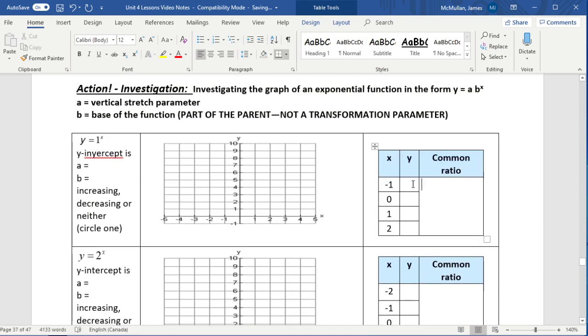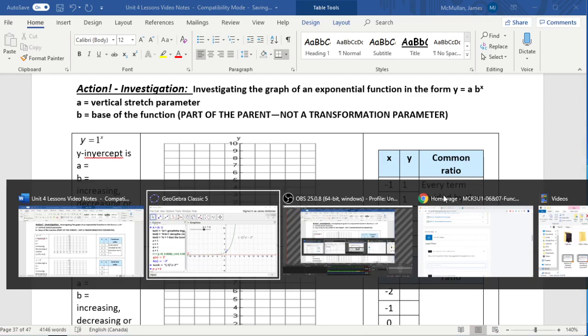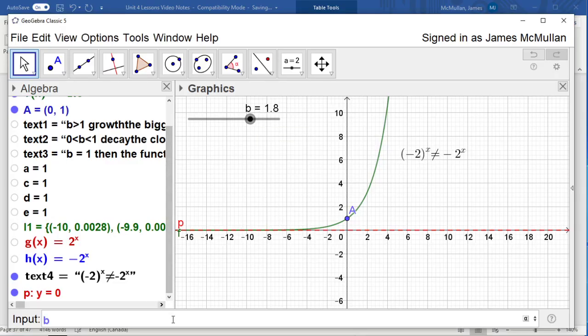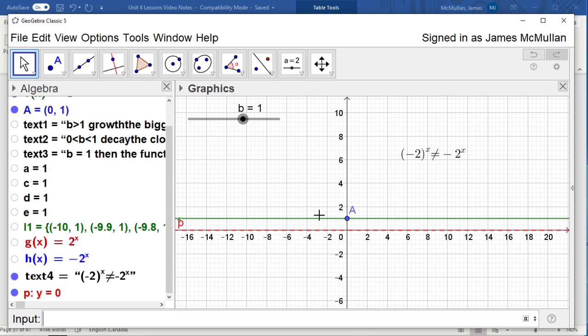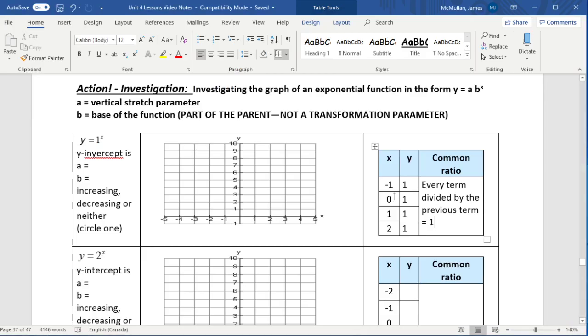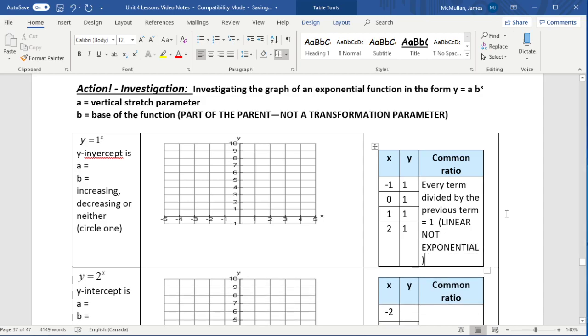Now, 1 to the x is already kind of a silly function. We've already looked at it. The common ratio for all terms, every term divided by the previous term, is equal to 1. So the common ratio is 1. Let's set b equal to 1, and you can see it's not really an exponential function. It's a linear function, so that's why we've restricted it from the domain. It's just a flat line.